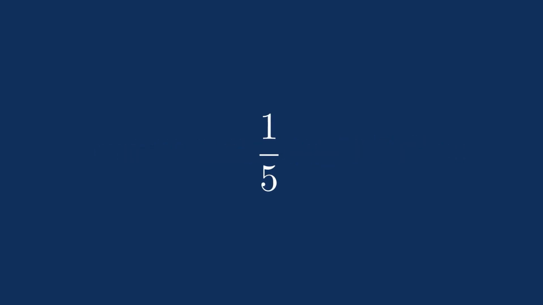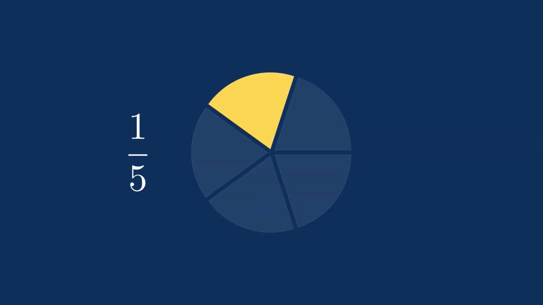Finally, we have 1/5, written as 1/5. This time, we divide our circle into five equal parts. Shading one part shows 1/5 of the whole. Can you see how the shaded part keeps getting smaller as the denominator increases? That is it for today.